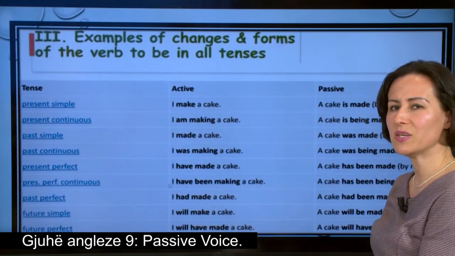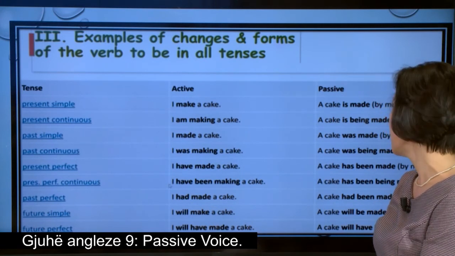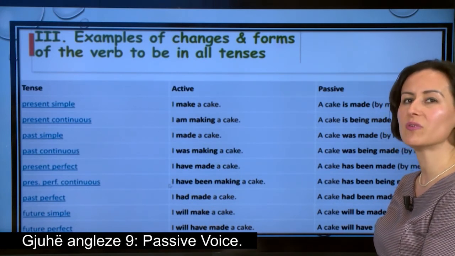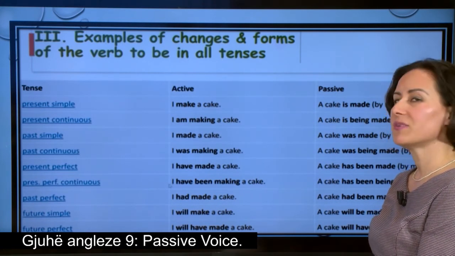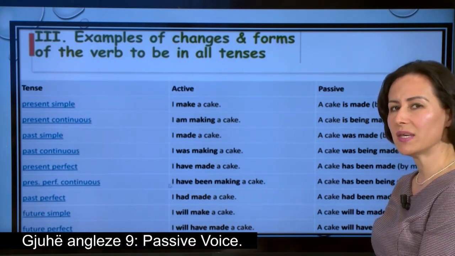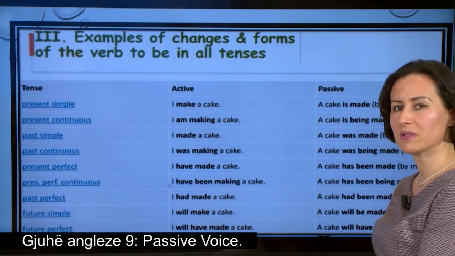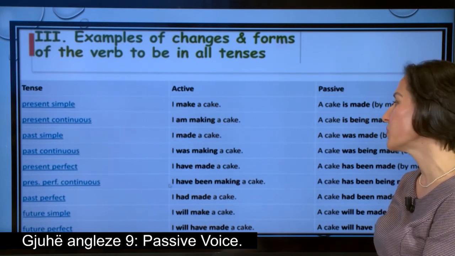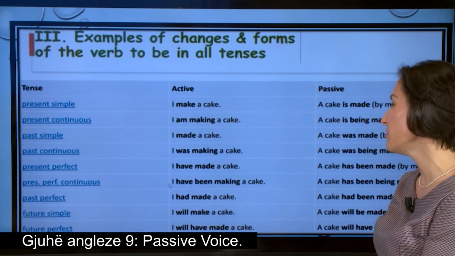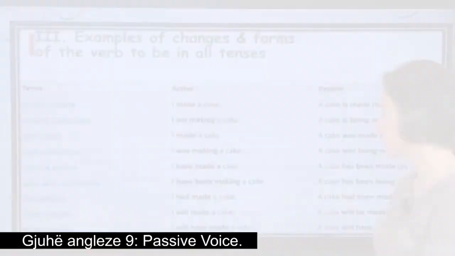Present perfect continuous: I have been making a cake. A cake has been being made by me. Past perfect: I had made a cake. A cake had been made by me. Future simple: I will make a cake. A cake will be made by me. And the future perfect: I will have made a cake. A cake will have been made by me.